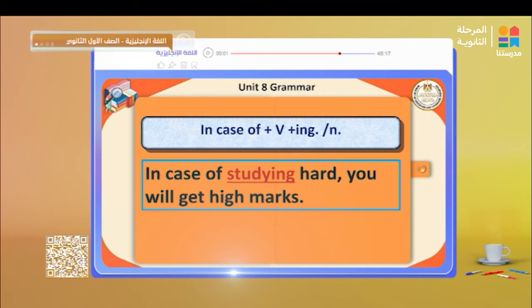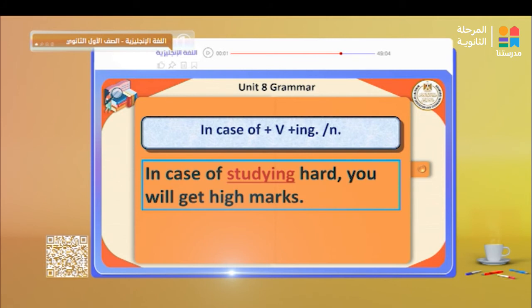In case of studying يبقى ايه الفرق بين ان انا لما استخدم if واستخدم in case of؟ انا لو قلت if هقول if you study، لكن لو قلت in case of is followed by ing, so I will say in case of studying you will get high marks.